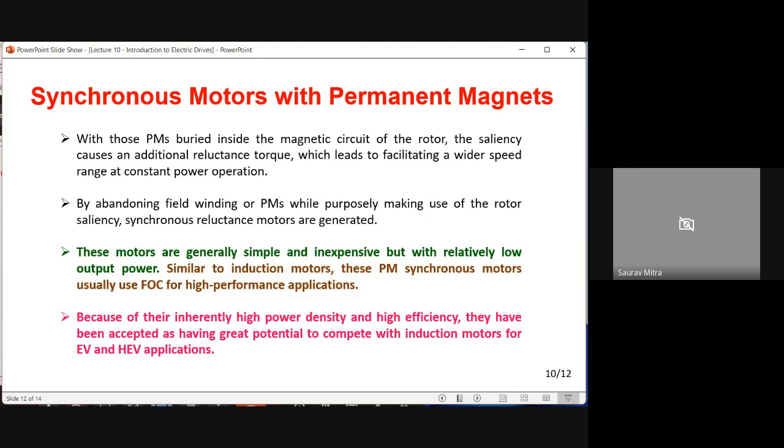By abandoning field winding or using PM while purposely making use of the rotor saliency, synchronous reluctance motors are generated. So these motors are generally simple and inexpensive. Mainly you have to remember what the advantages are. How exactly it is produced in construction, I don't think you can remember.